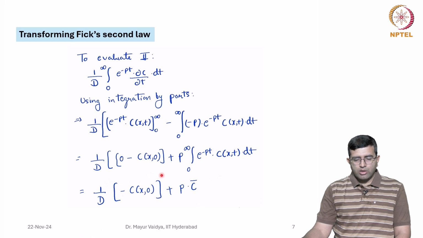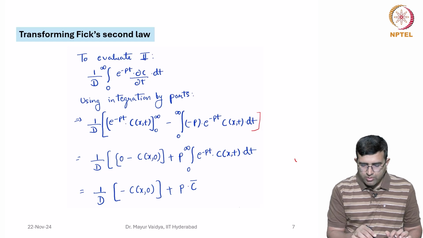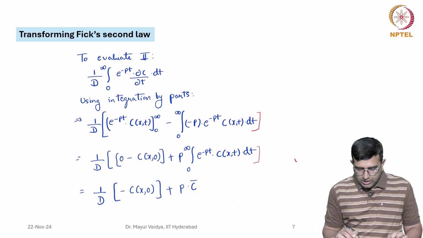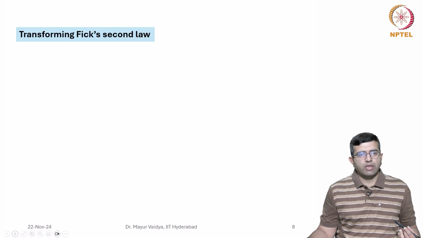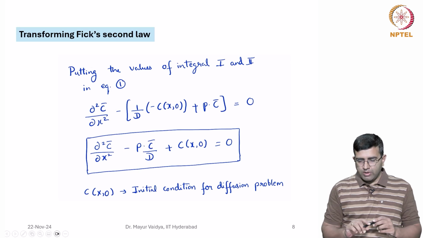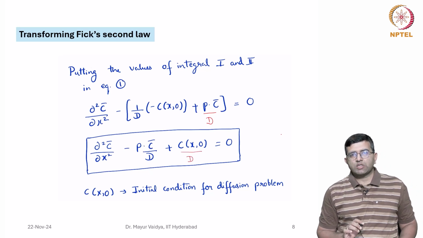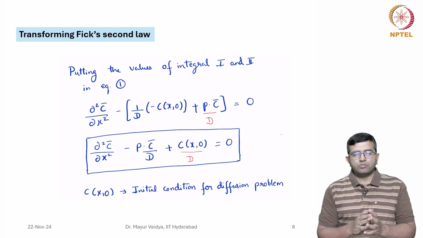There is a small modification I should make here: this 1 by d actually comes over the entire integral. So here this bracket is very important, and therefore here also you will have p c bar by d. Excuse me, it was missed in the original slide, but now we can correct it. And therefore you have 1 by d times minus c of x comma 0. Here also you will have p c bar by d, and therefore here we should write c of x comma 0 by d. So this is basically the Laplace transform of Fick's second law.